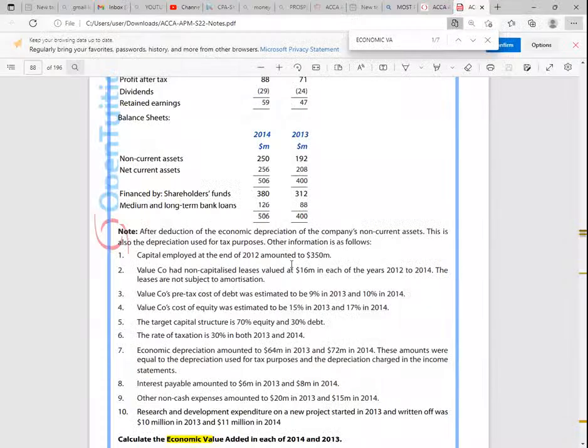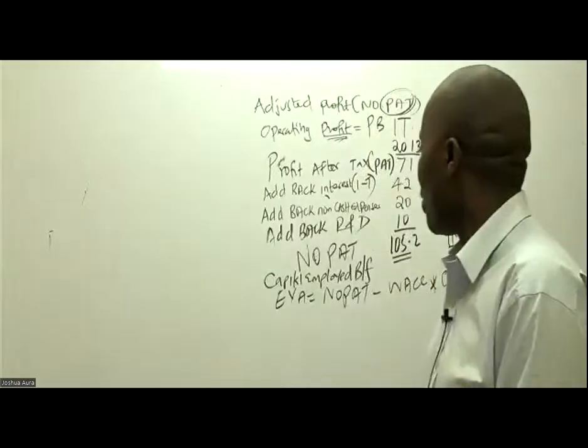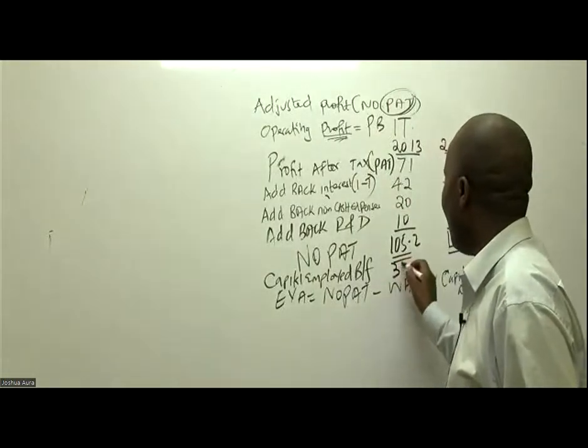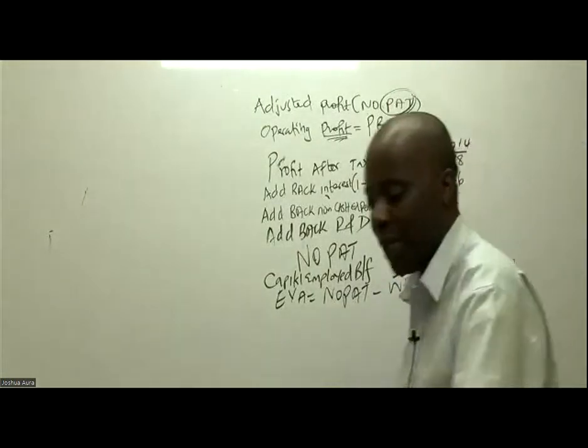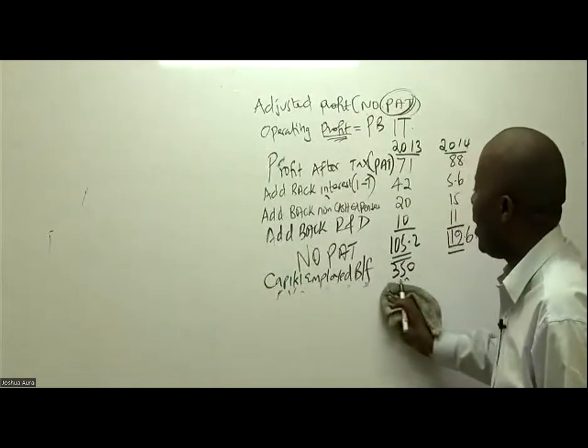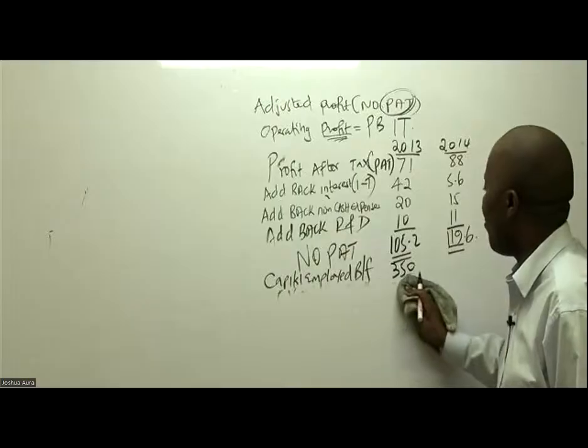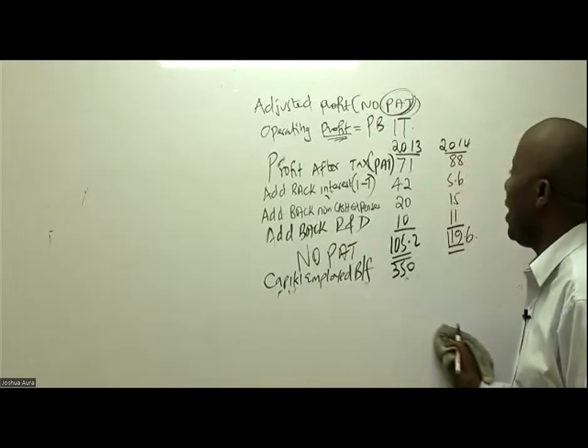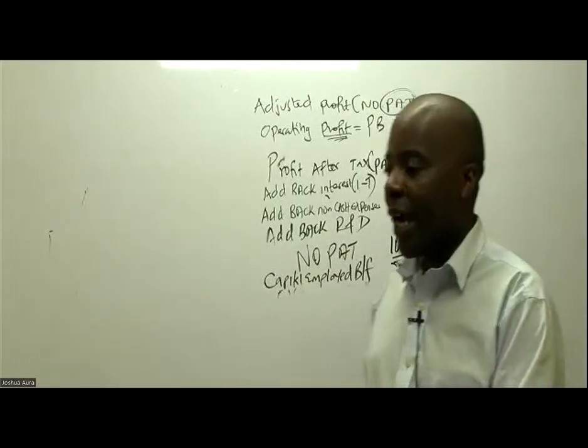They are telling me the capital employed, yes, which was brought forward here, capital employed at the end of 2012, which now is brought forward to the beginning of 2013, is 350. Thank you so much. So this is 350, like that. And then, ladies and gentlemen, we also have now the capital that was employed as at the beginning of 2014.